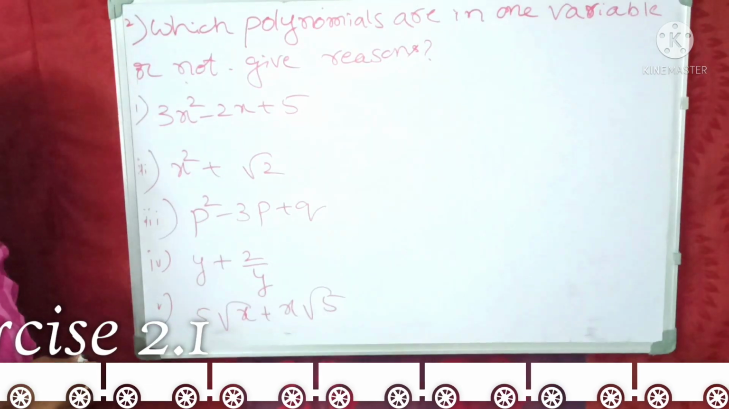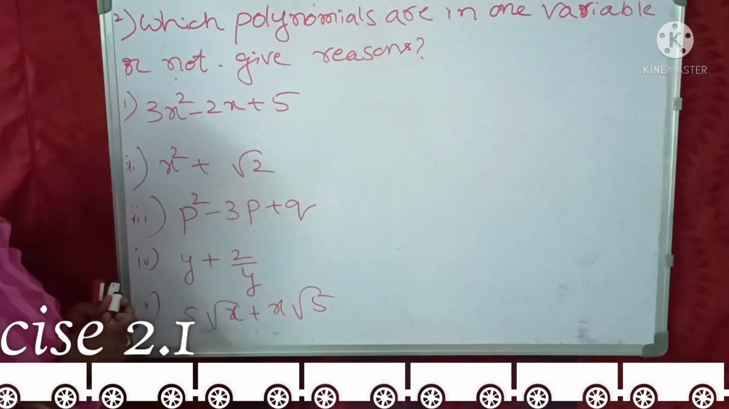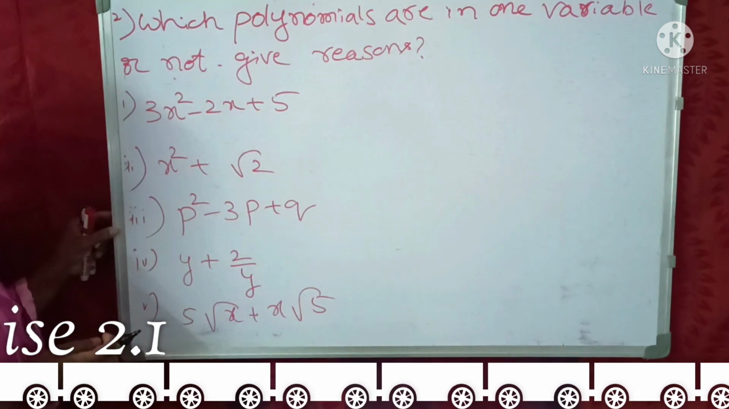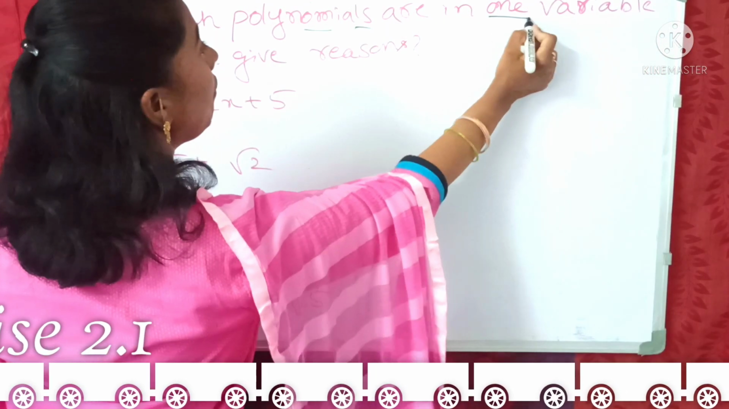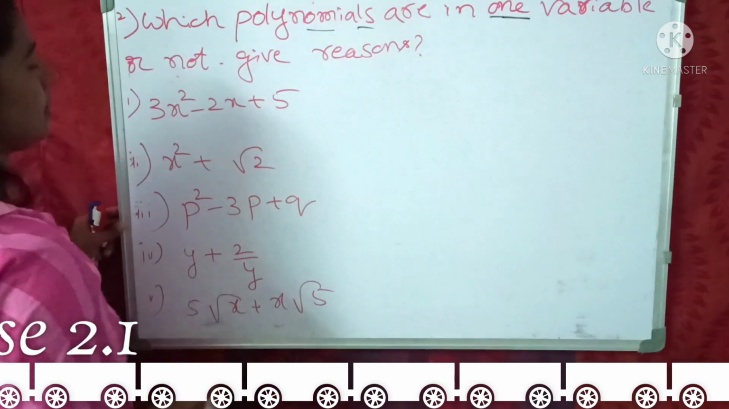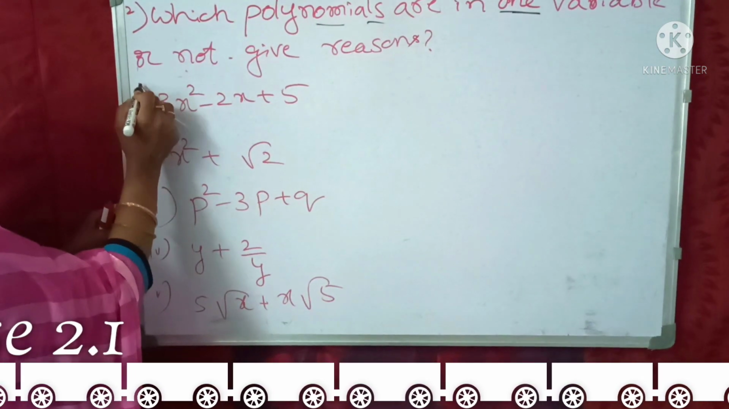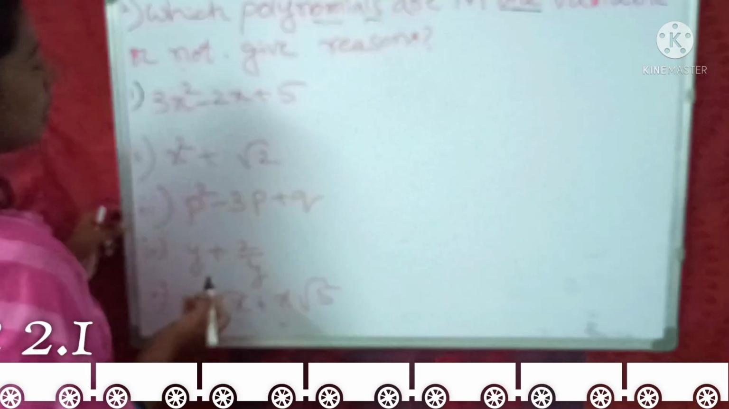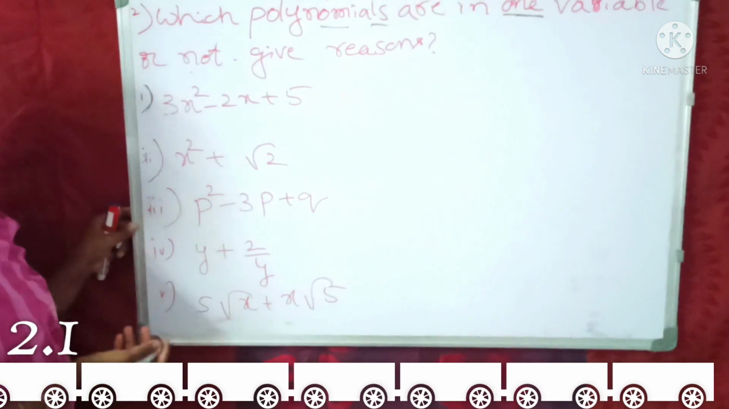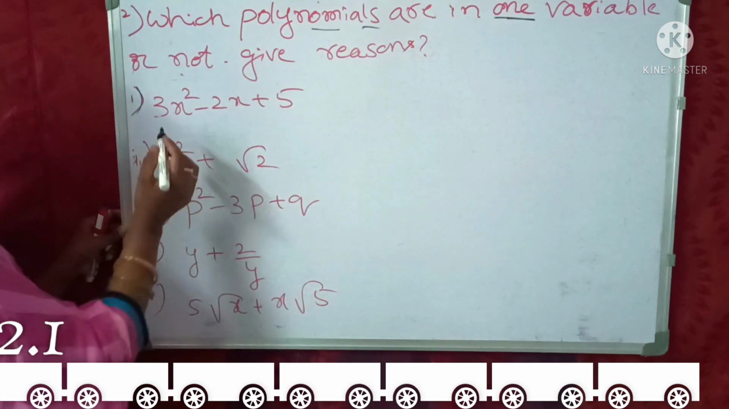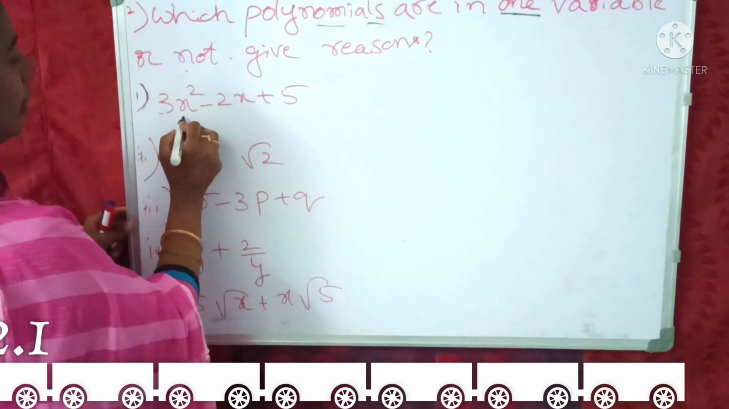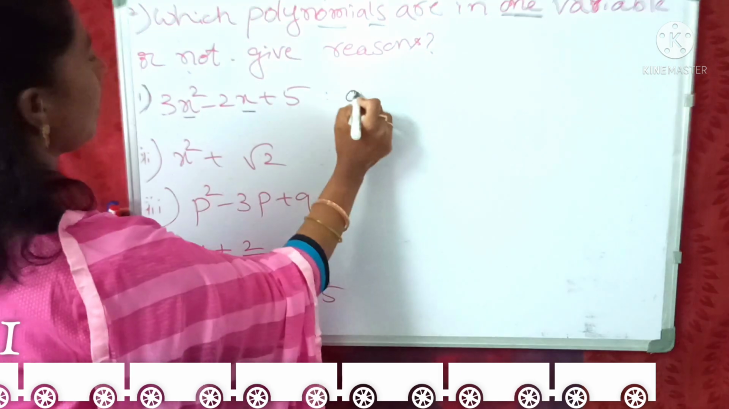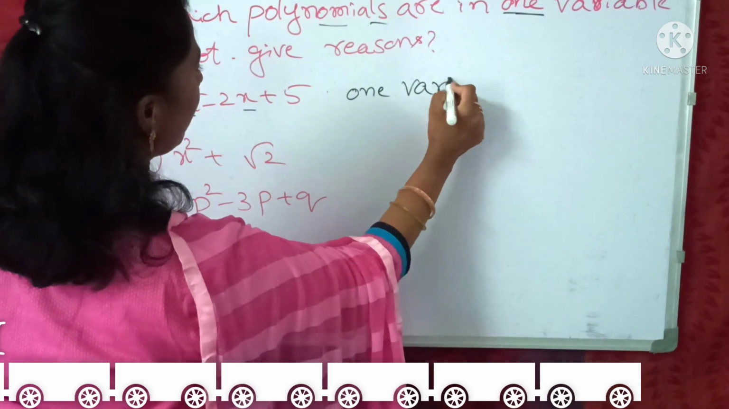Okay. Students, next we go for the next problem. Which polynomials are in one variable or not? Give reasons. Okay. So the first one is 3x square minus 2x plus 5. In this, is this a polynomial? Yes, this is a polynomial. So in this polynomial, the variable is only x. So it is a one variable polynomial.